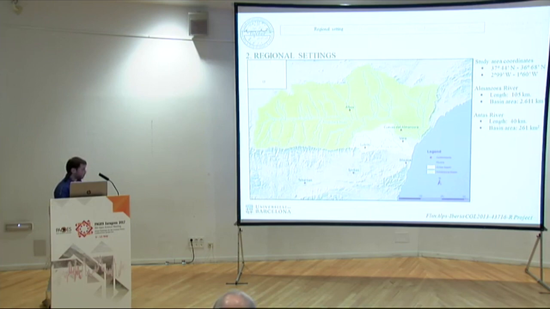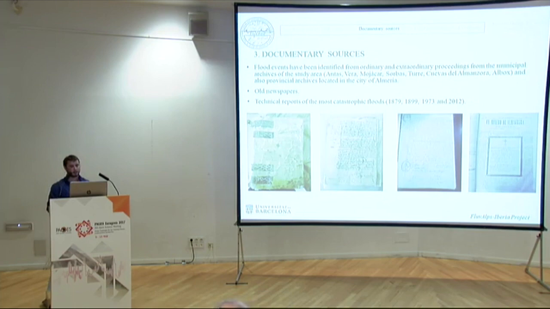So here we have the documentary sources. We have four pictures about them. The flood events have been identified from ordinary and extraordinary proceedings, and from the municipalities we can divide them into three basins. The first one is the Antas Basin, with Antas and Vera sediments. From the Almanzora River, it's Cuevas and Albox, and we also went to the Aguas River, in the south of the Antas River.